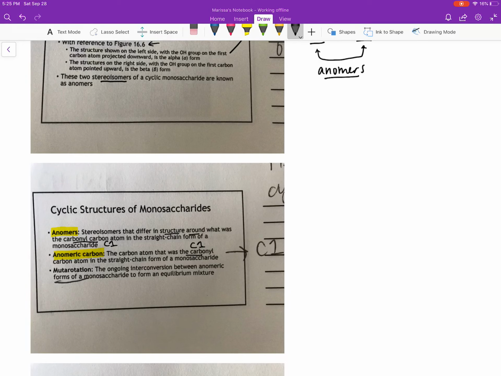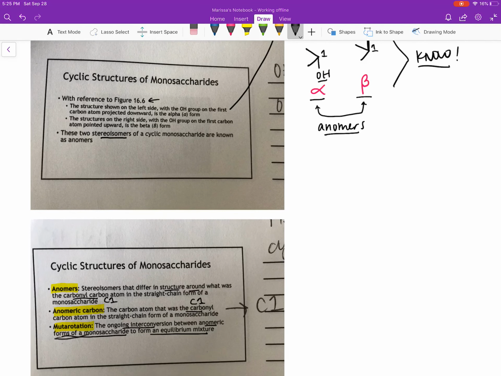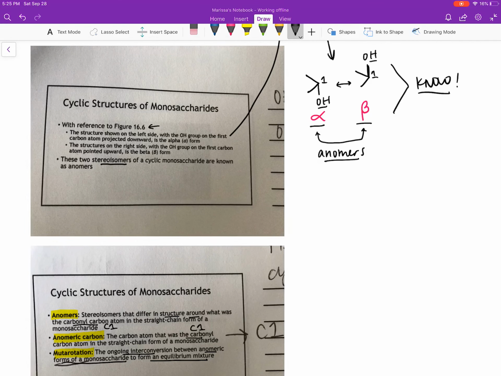Now, mutarotation is a specific definition that relates to an ongoing interconversion, meaning it's flip-flopping back and forth between the anomeric forms of the monosaccharide to form equilibrium. So what that means is if we go back up here, alpha and beta, the OH group is flipping up and flipping down. And it's happening so fast that it's really hard to see it happening unless we take really quick images. So if you think about taking a movie, like a video on your phone, if you press play, the video shows really quickly all the motions happening.